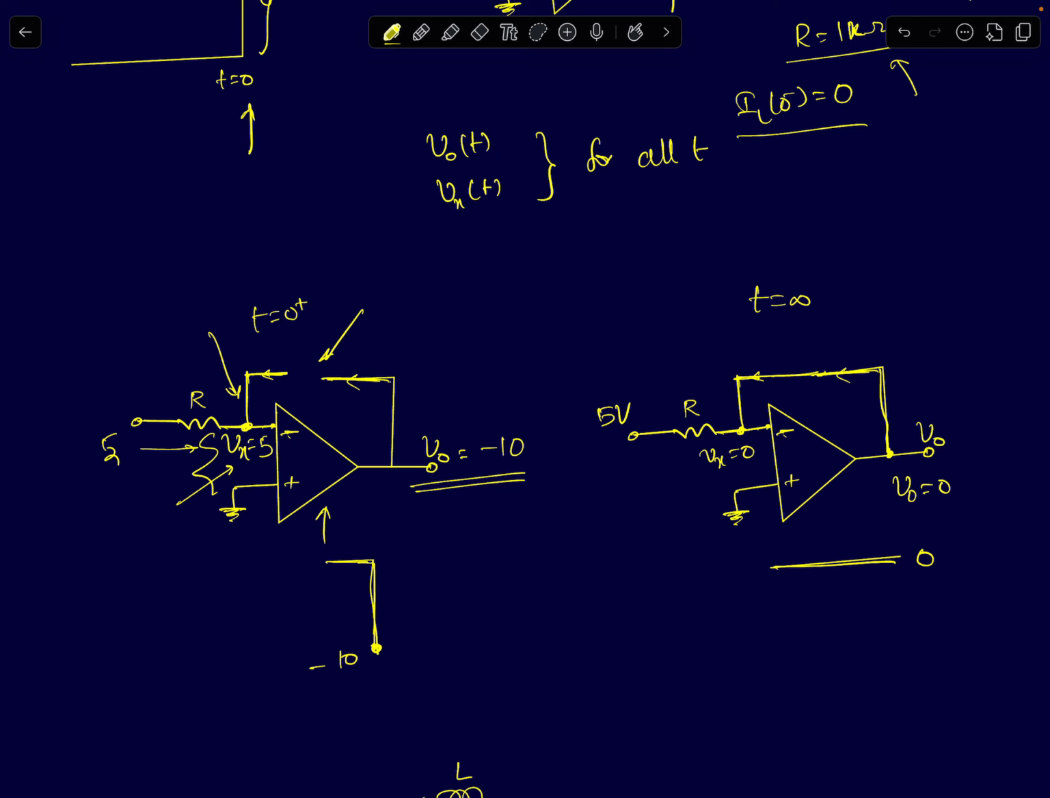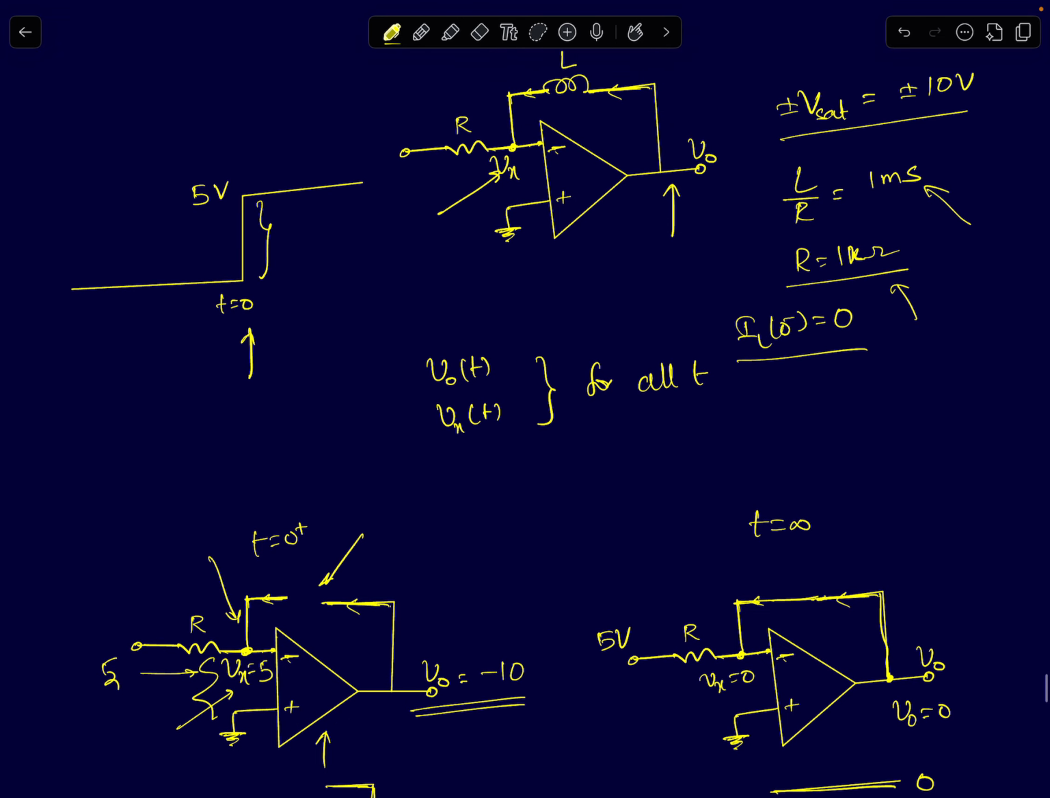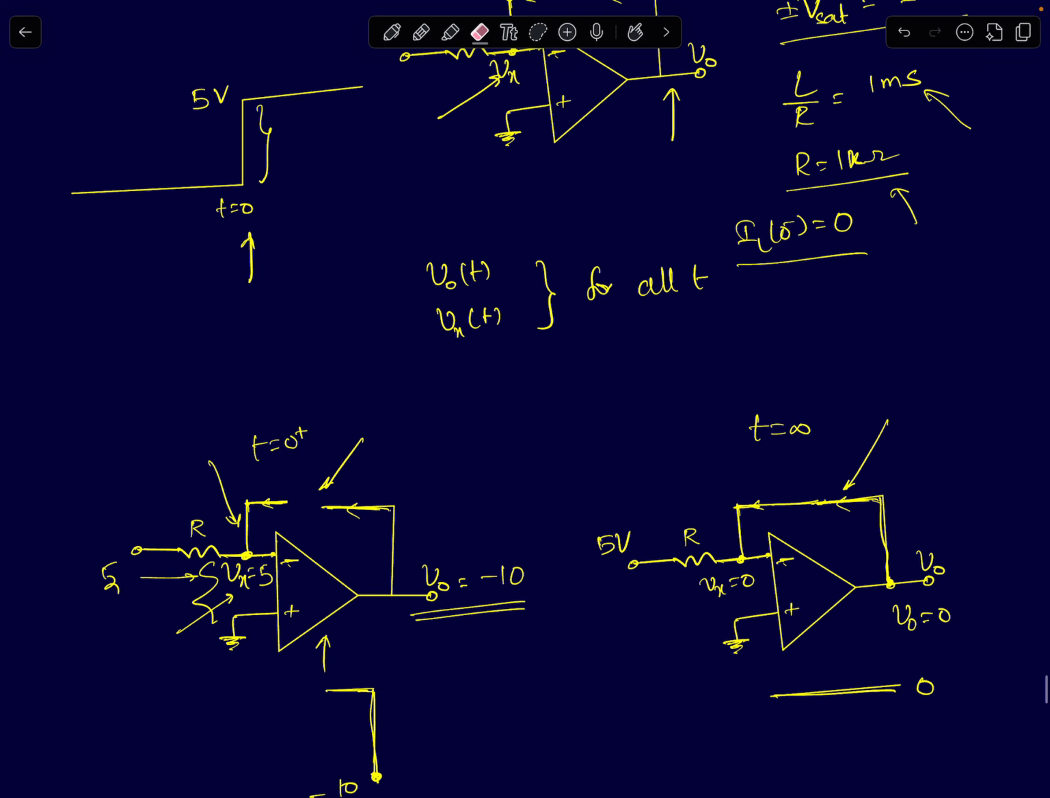Now in the steady state, when you wait for a very long time, the inductor will eventually act like a short circuit. The voltage across the inductor will become 0, and it can carry a finite current, even though the voltage across it is zero. So in the steady state, the circuit will reduce to something like this. The inductor will act like a short circuit, so there will be a DC feedback. If this node voltage is at 0, Vx will also come to 0 and V0 will also go to 0.